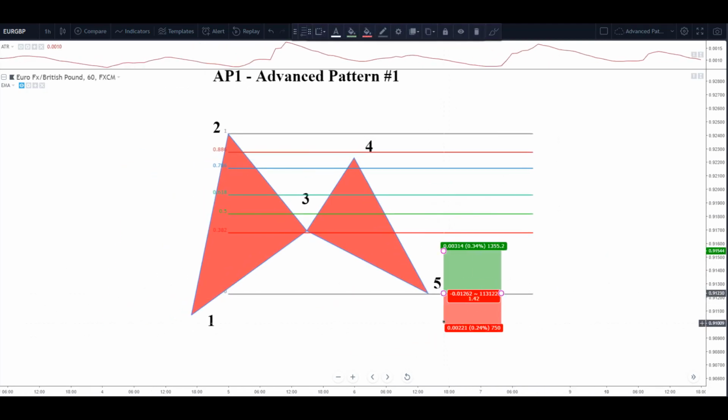We would take a look at ATR of this candle. Right now we're looking at a 10 pip ATR, so 10 plus 16 is going to be 26. And our targets are going to go at the 382 retracement. So that's how we would place targets on a bullish version of the AP1.